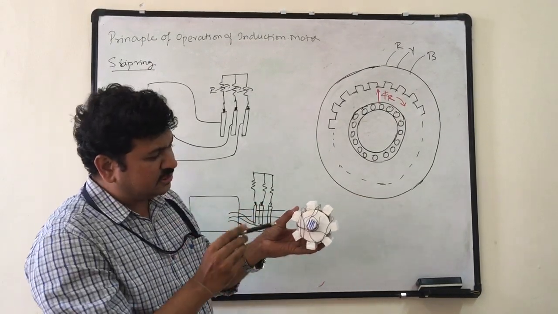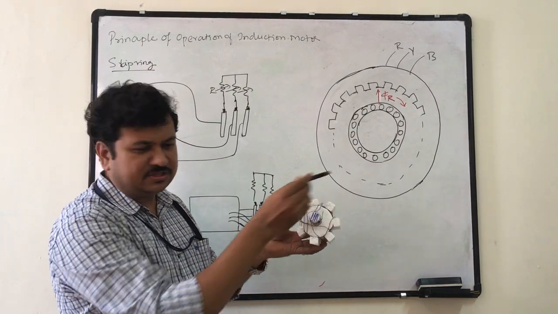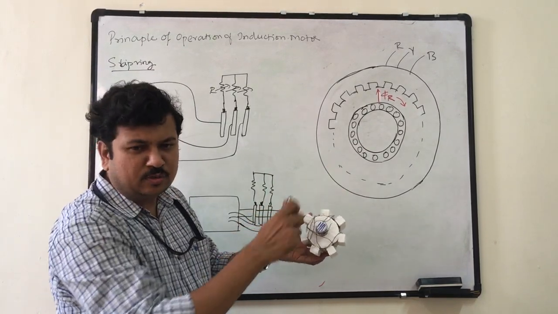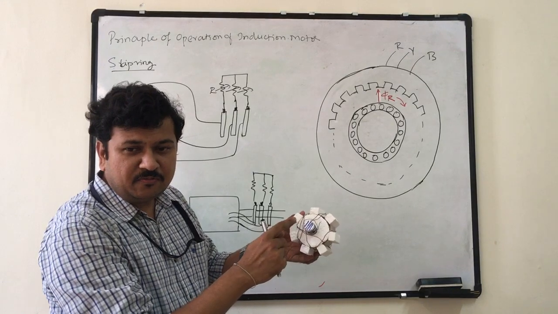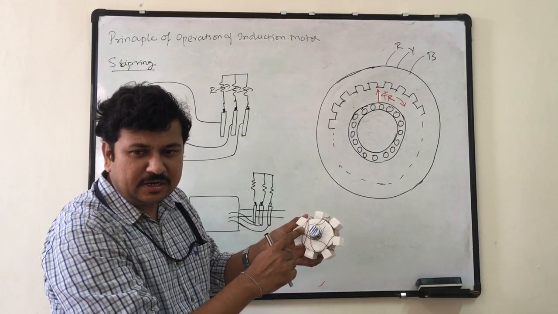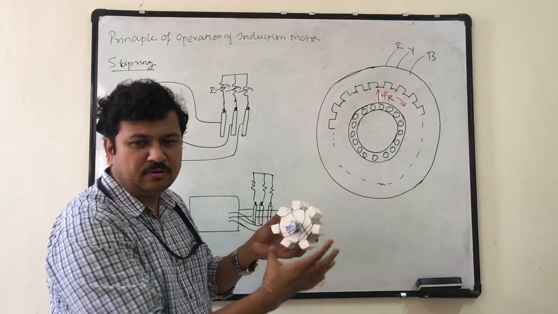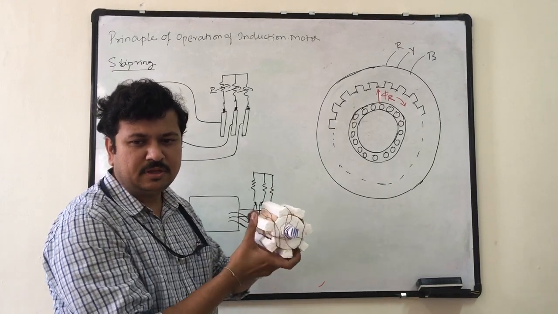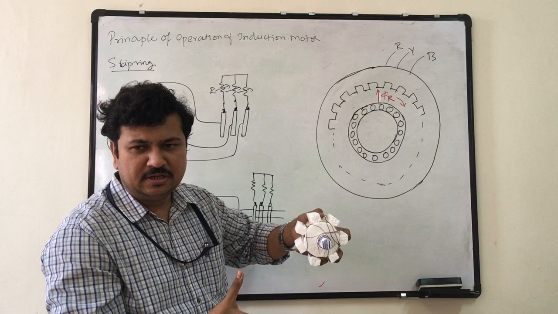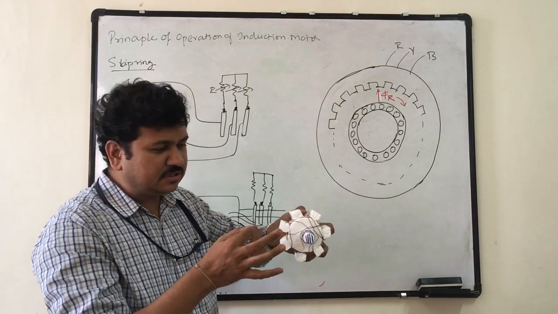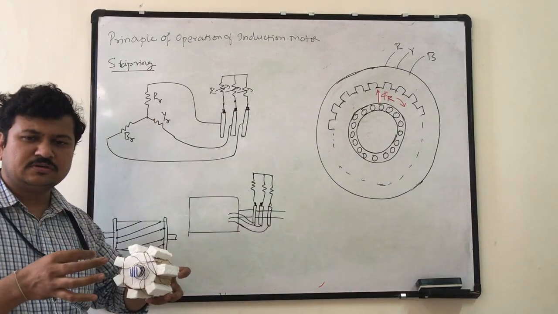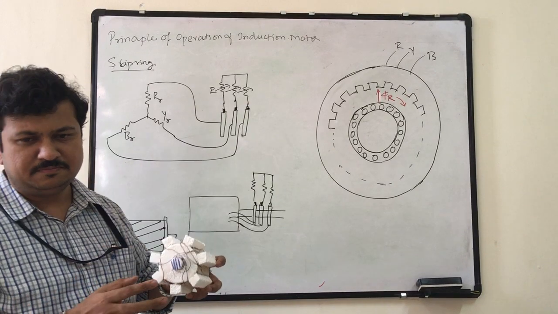The force experienced by this conductor is also towards right. When all the forces exerted on the conductors are in the same direction, the rotor starts rotating. The rotor starts rotating like this. Okay. So this is how the force is produced in an induction motor.